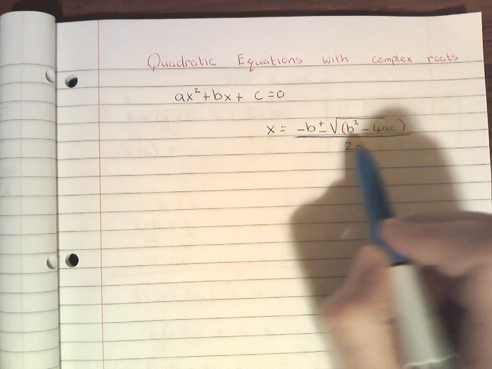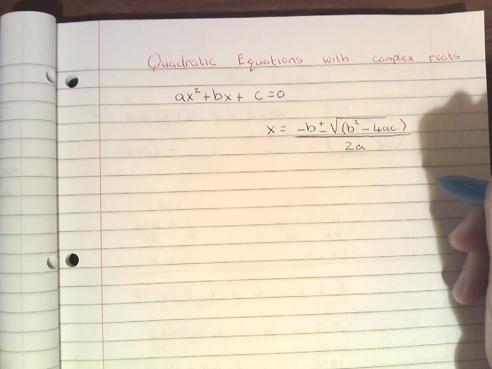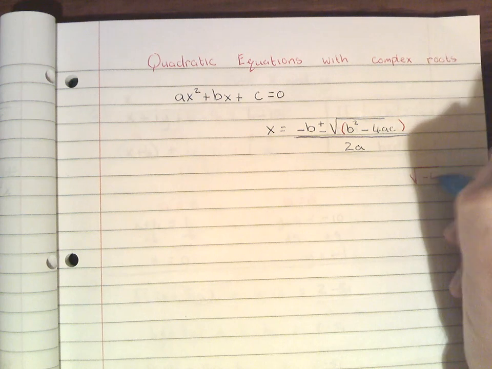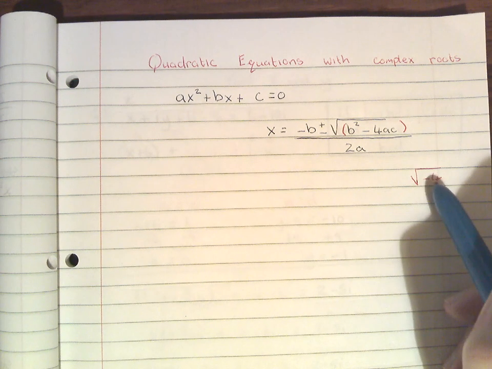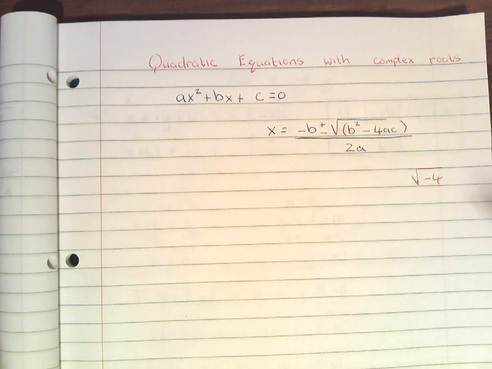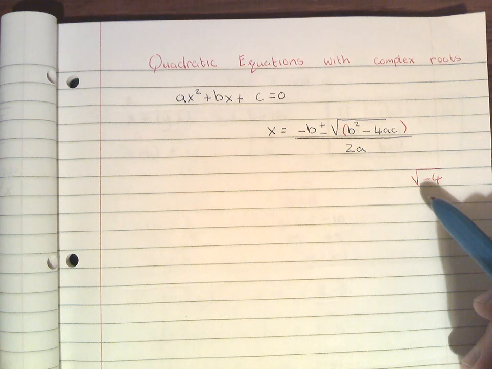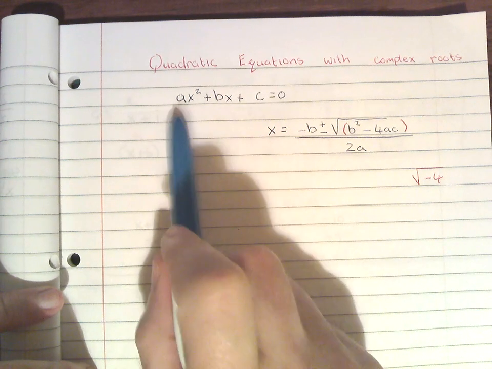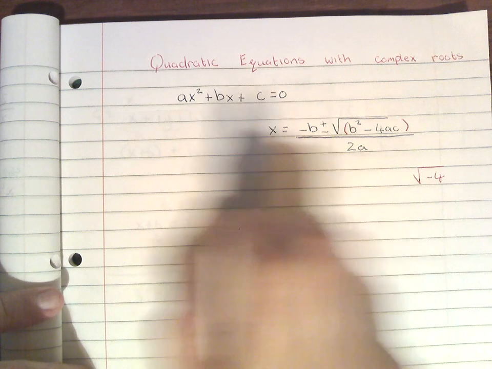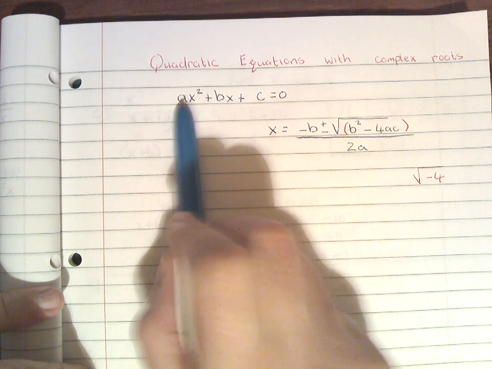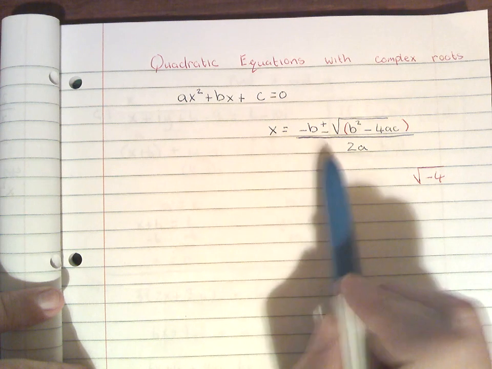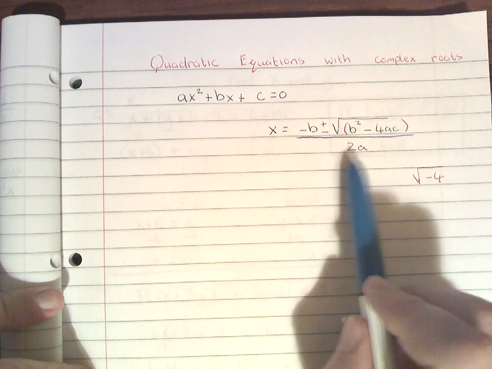So the whole reason why we use complex numbers is to get things like, for example, the square root of minus 4. This isn't a real number, it's going to be a complex number that we need in order to get this. If you remember, when we're using this, your quadratic will look something like this, and you're taking the coefficients a, b, and c, plugging them into this formula, and working it out.